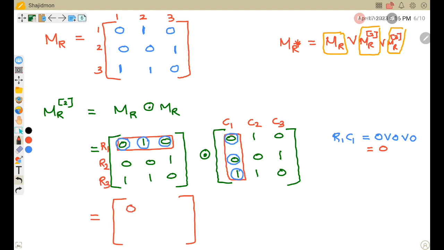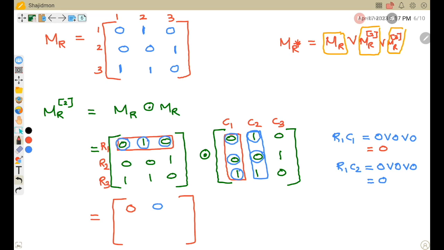Now in the same way we multiply R1 with C2, the first row with the second column, column number 2. First element with the first element, 0 multiply 1, is 0. Or second element with the second, 1 multiply 0, is 0. Or third with the third, 0 multiply 1, is also 0. So the answer is 0. Here the second element we got is 0.